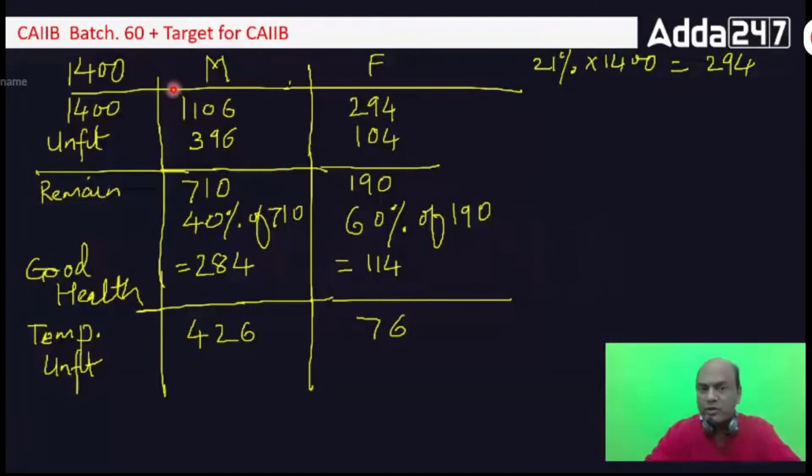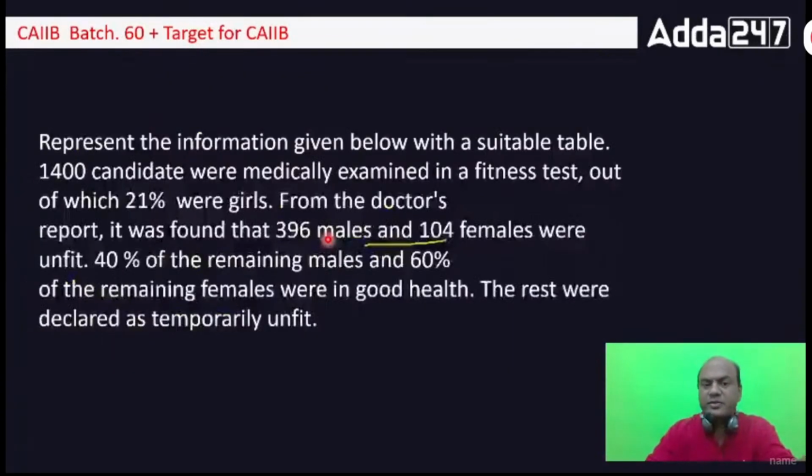So now in the exam what will they do? They'll give you this whole data, you'll have to plot it, and they'll ask you some questions. How many males are temporarily unfit? How many females are temporarily unfit? How many of the females are in good health? How many of the males are unfit? Or unfit is already given. How many of the males are in good health? Something like this they'll ask you. Okay? Got this point? This example is given in your book also.